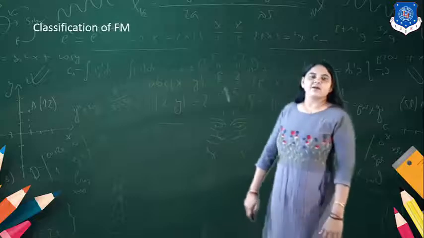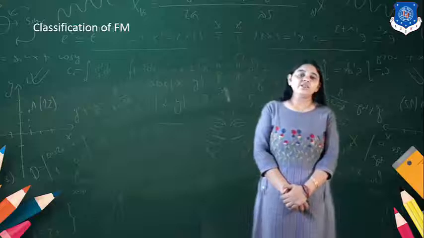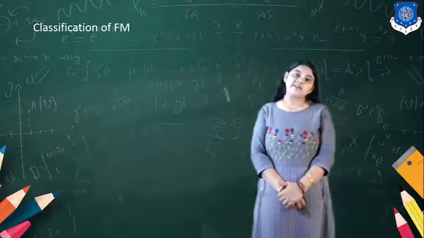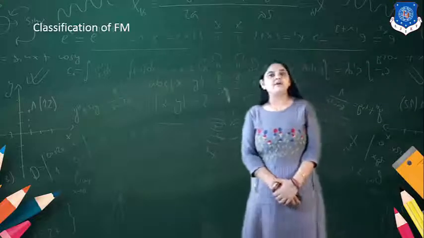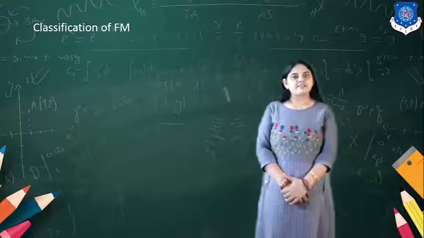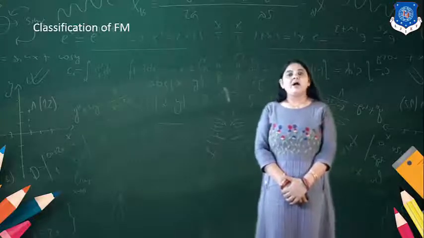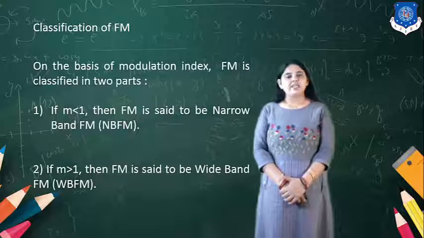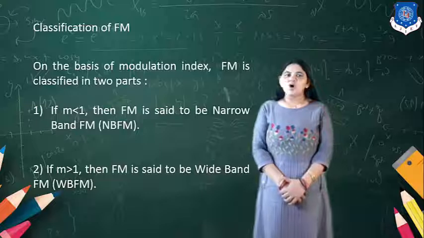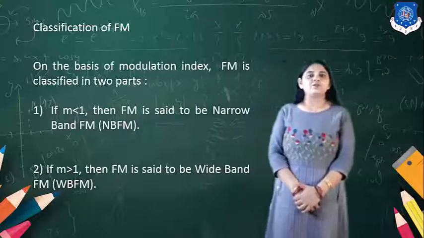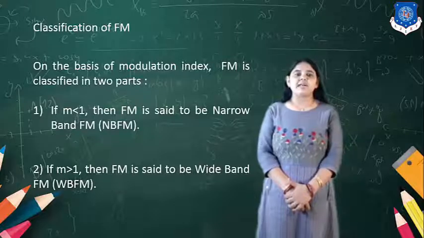Then, after this, the classification of FM. As we know, depending on the modulation index, the number of sidebands varies, and according to that the bandwidth of the FM varies. The classification of FM has been done according to the modulation index obtained in frequency modulation. So on the basis of the modulation index, FM is classified into two categories.